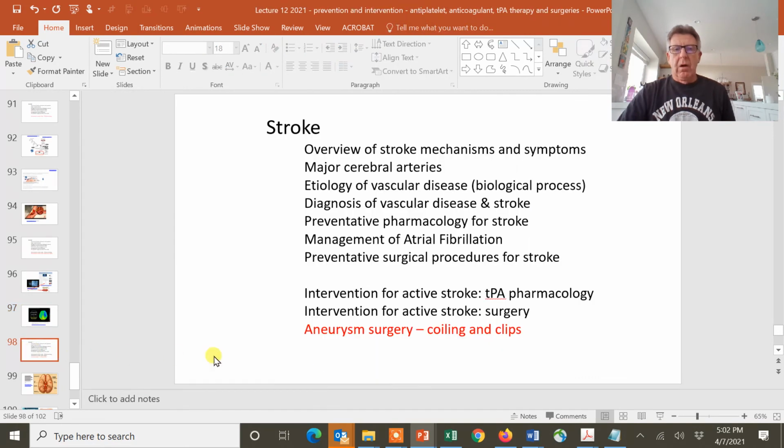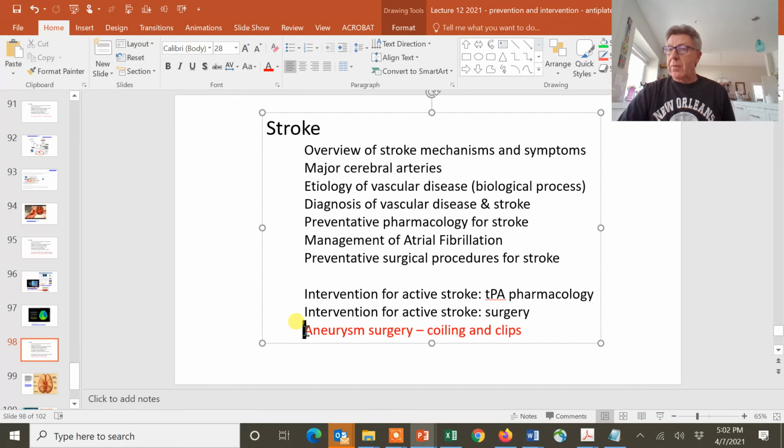Very cool. Okay, lastly, this is actually preventative surgery, all right? So this in some ways doesn't belong here. We're talking about aneurysms, okay? Clips and coils. Coiling is the gold standard now. Clip was the old way.